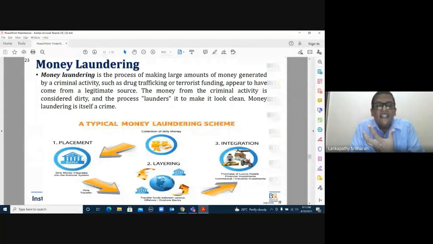So first they transfer money in small amounts or some other way. They park it in the bank, then transfer it and make it one bundle, and then they buy precious metal, vehicles or real estate, and then make it clean money. So this is the way they are doing money laundering in Sri Lanka.